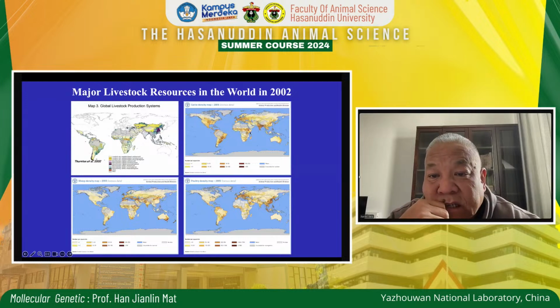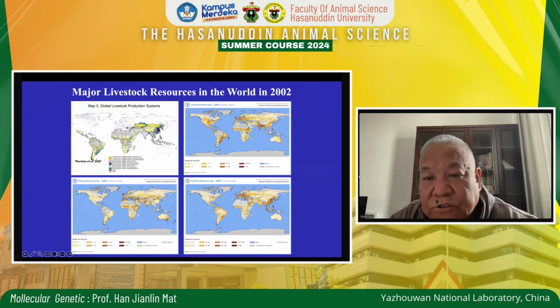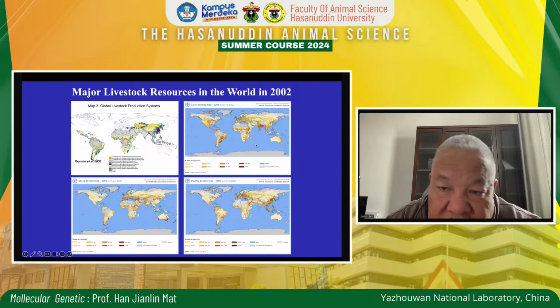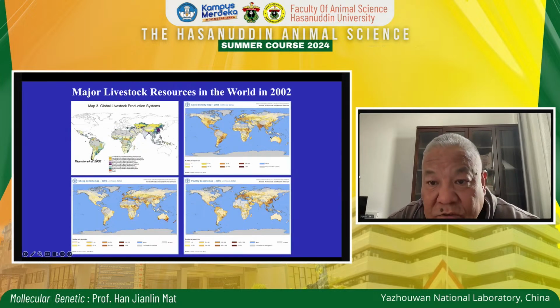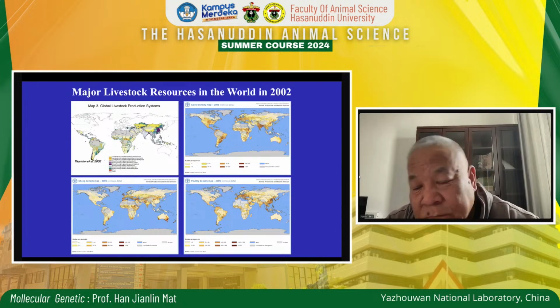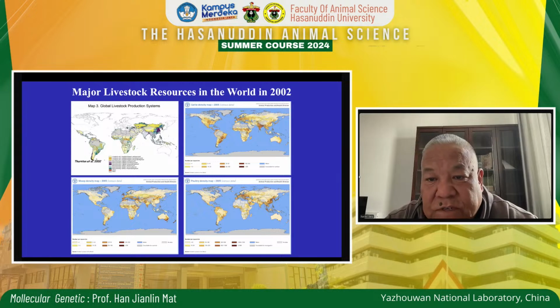You can see the cattle are distributed quite a lot in the southern part of the world. South America, like Brazil and Argentina, are the major producers of beef, and also some in the southern part of Africa, South Asia, and Southeast Asia. In Indonesia, we have quite a lot of Bali cattle around Java Island, but they are less densely distributed in Kalimantan and Sumatra.